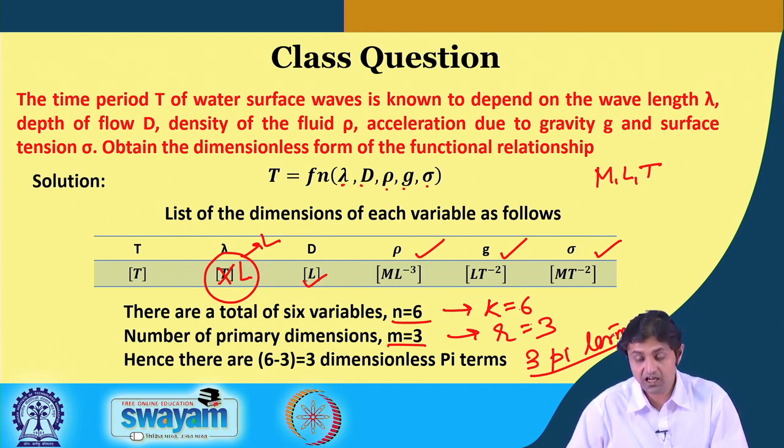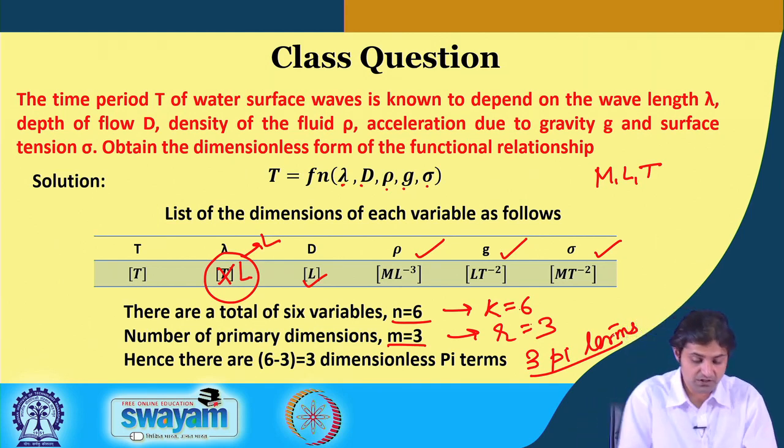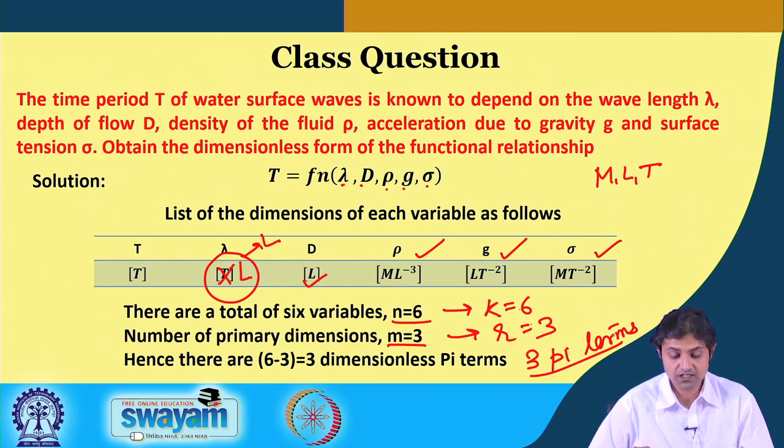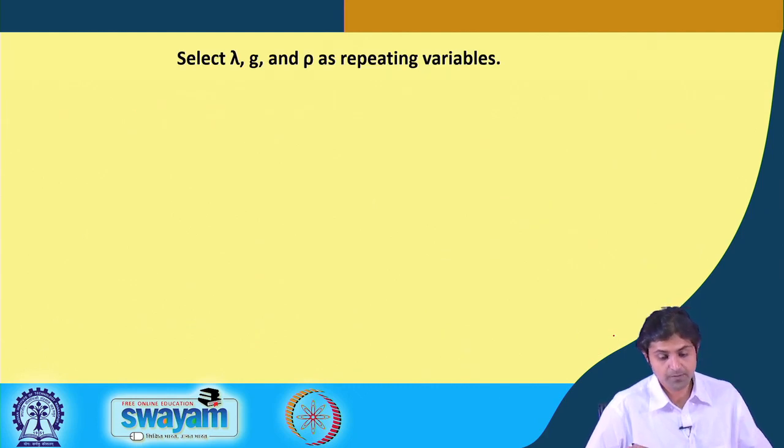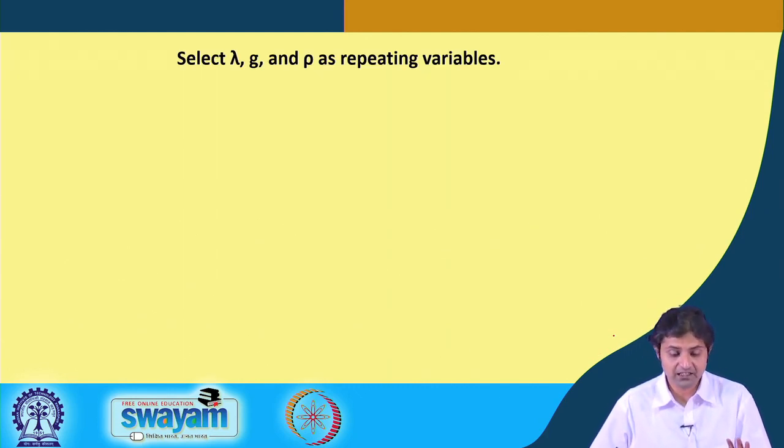So, some of our steps are complete. We have determined k as 6, r as 3, and therefore the number of pi terms is going to be 6 minus 3, 3. These are some very important steps. This must be followed. All right. Now, we have to select repeating variables. So, we have selected lambda, g and rho as repeating variables.